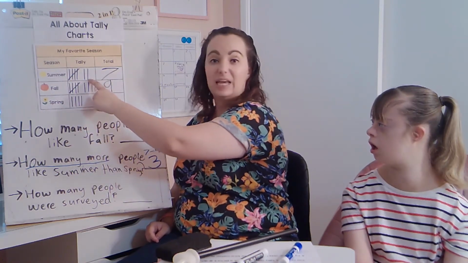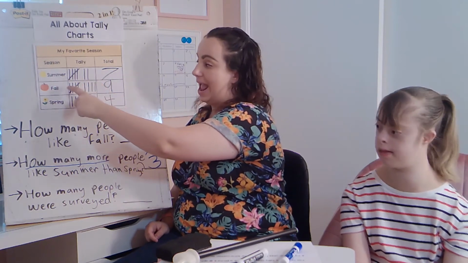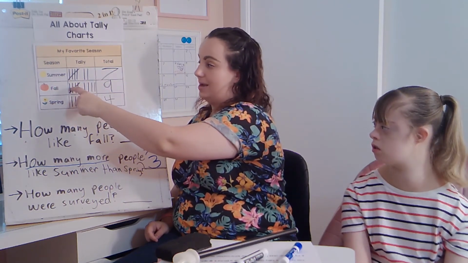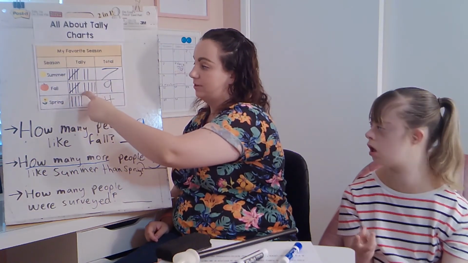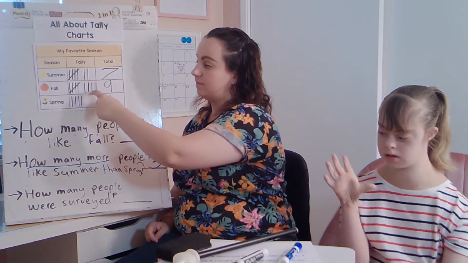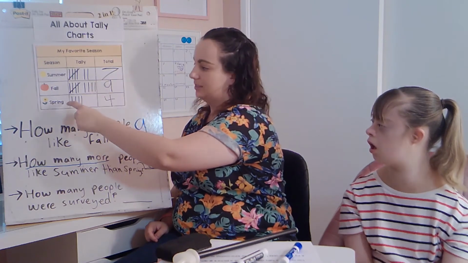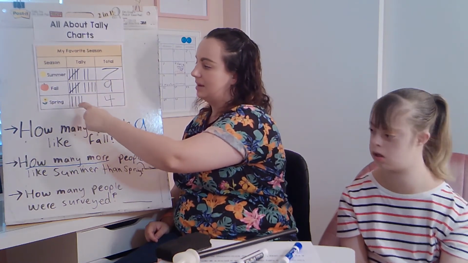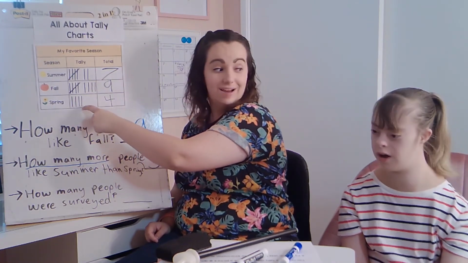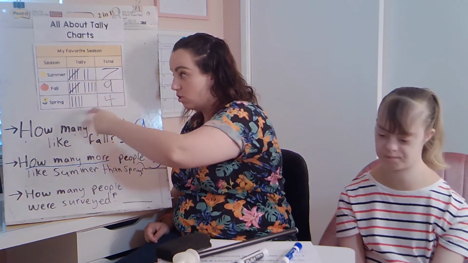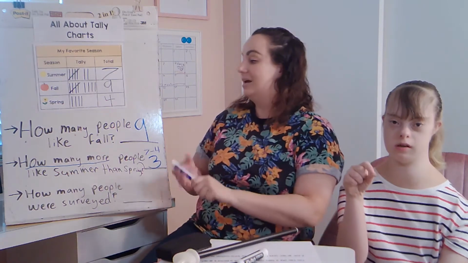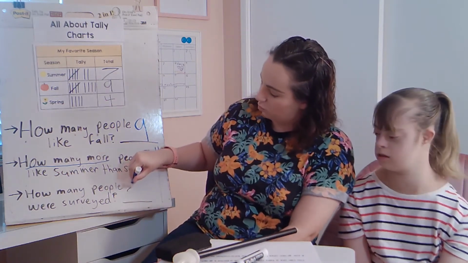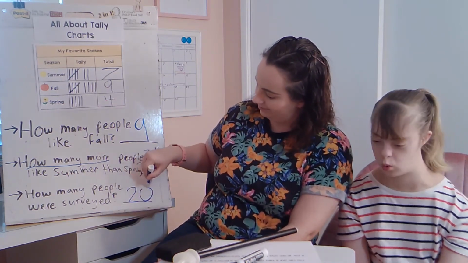7. And I keep counting on. 8, 9, 10, 11, 12, 13, 14, 15, 16, 17, 18, 19, 20. How many people voted? 20 people. Yes. So we write 20 right here. Ooh. 20.